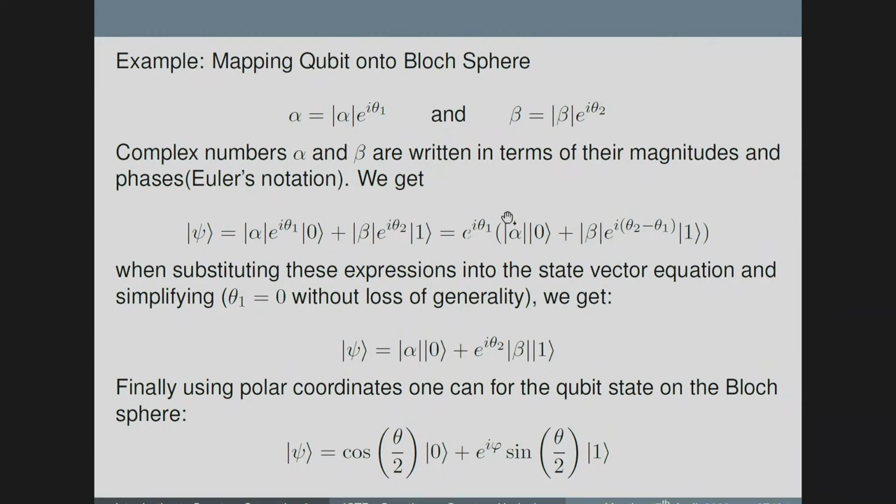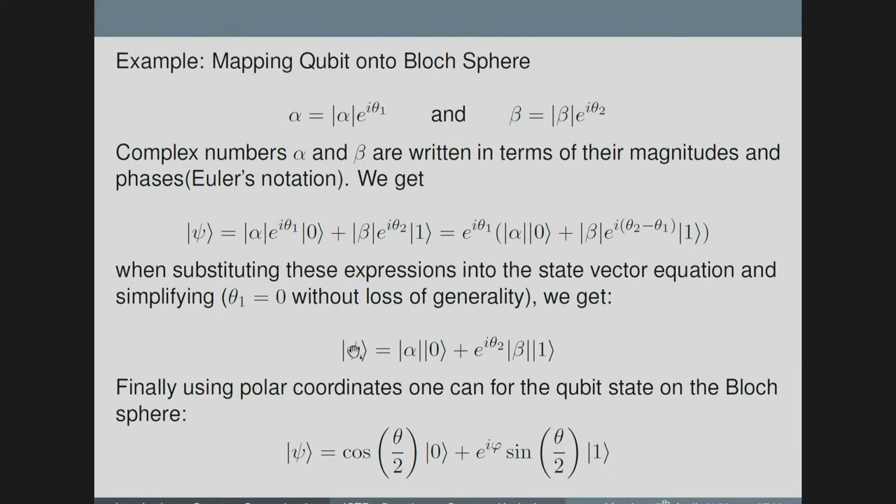You can factor out the e to the i theta 1. This is a common phase. And this phase, remember what the phase was on the Bloch sphere? The phase of the Bloch sphere took you around, right? Like this. An overall phase does not have an effect on your probability amplitudes. So you can take that overall phase out.